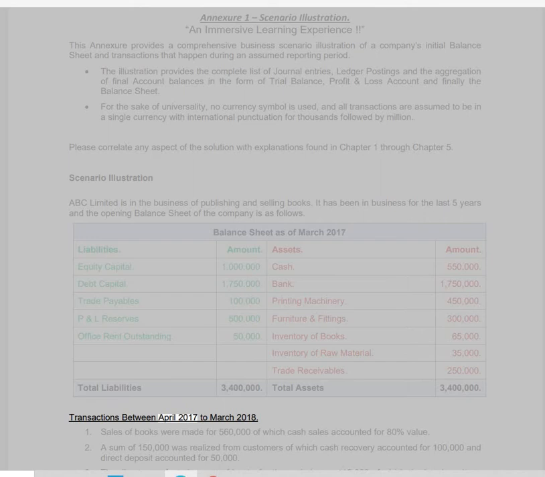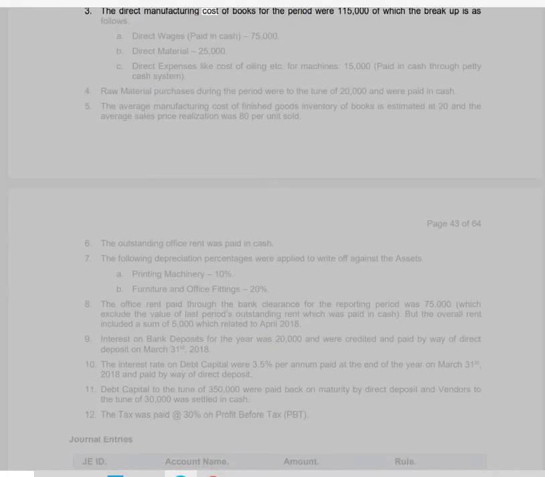Transactions between April 2017 to March 2018. 1. Sales of books were made for 560,000, of which cash sales accounted for 80% value. 2. A sum of 150,000 was realized from customers, of which cash recovery accounted for 100,000 and direct deposit accounted for 50,000.